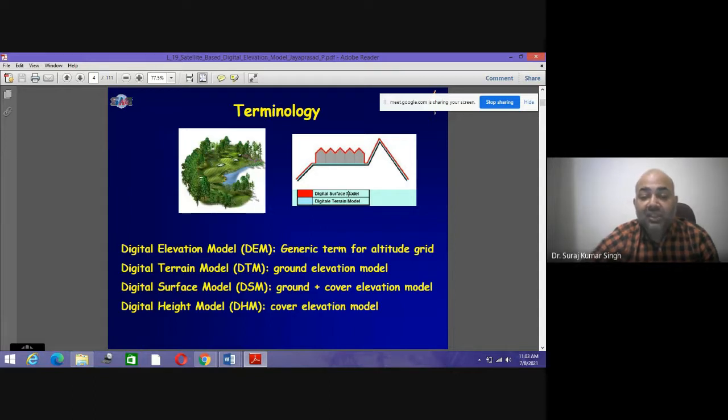So here you can see the difference between a surface model and a terrain model. When you say a digital surface model, it is also incorporating the canopy cover, meaning the height of the tree. The height of the tree will also be modeled when you are using the DSM, that is the surface model. And when you are using the DTM, that talks about the terrain, that excludes the canopy cover, whatever height it has, that is excluded.